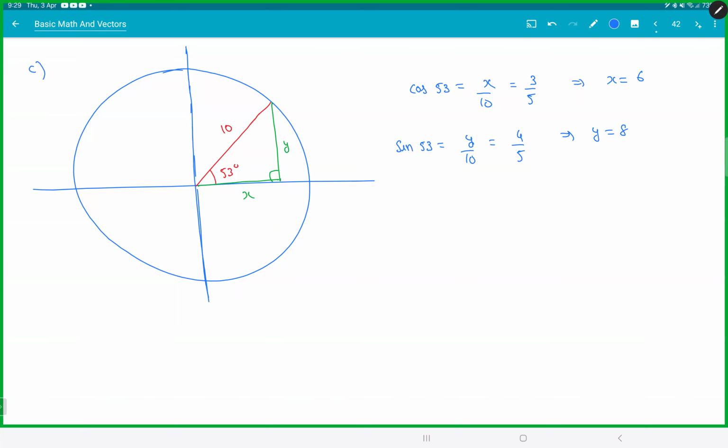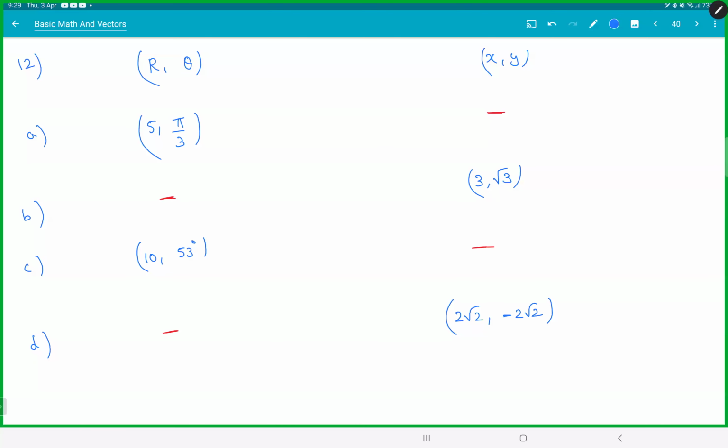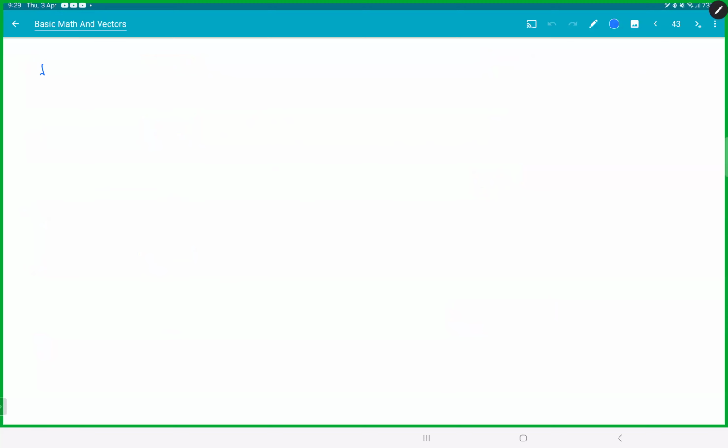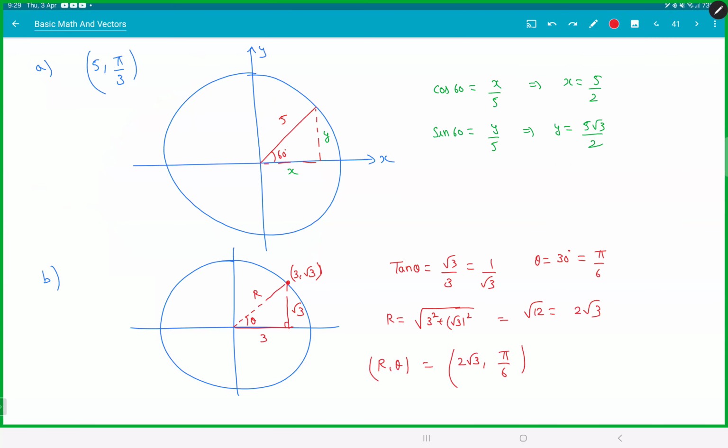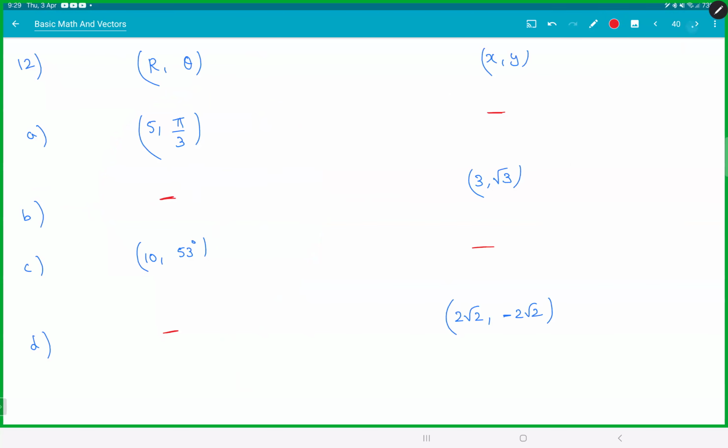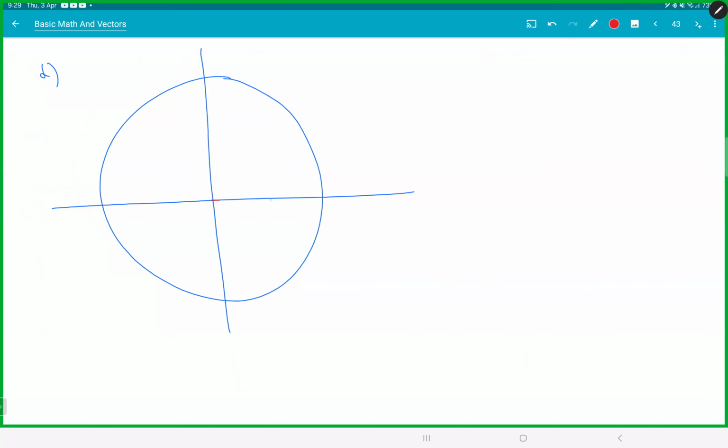What is the last one? 2 root 2 comma minus 2 root 2. Again, listen to the story. Always draw a circle. Always draw the x-axis and y-axis. If you're comparing both, you need to draw. Now you're asking 2 root 2 comma minus 2 root 2. So 2 root 2 will be somewhere here and minus 2 root 2 will be somewhere here. So this is the point, positive x and negative y. This will be the radius.